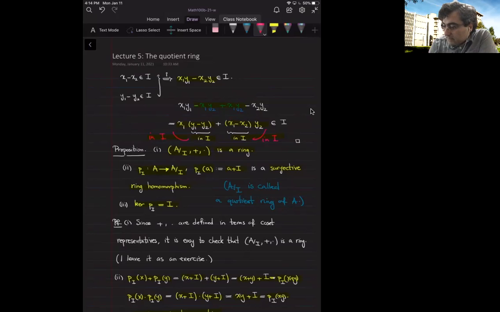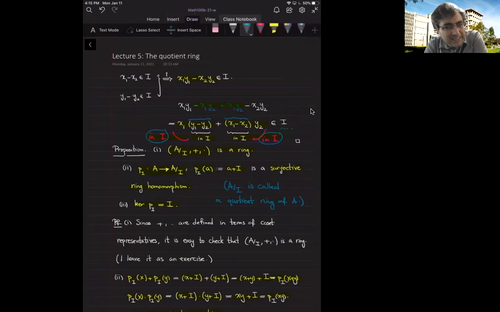Now notice that y1 minus y2 belongs to I, and therefore any multiple of it belongs to I. x1 minus x2 belongs to I, and therefore every multiple of this belongs again to I. And I is closed under addition, and that's why we get that x1y1 minus x2y2 belongs to I. And that's exactly what we wanted to show.